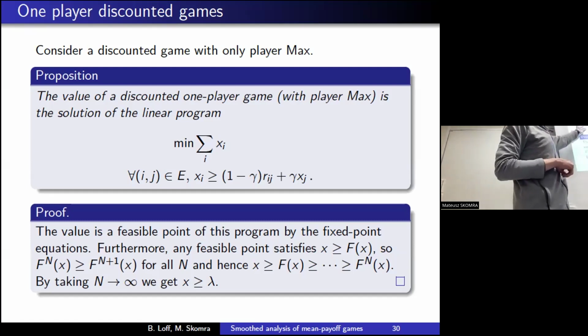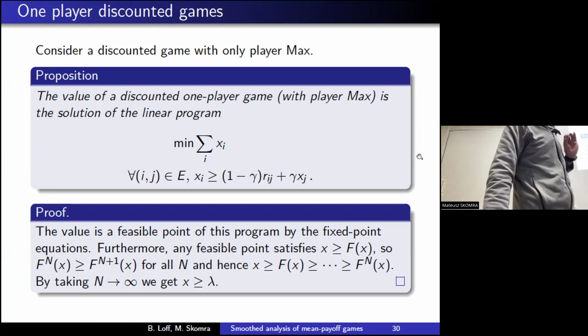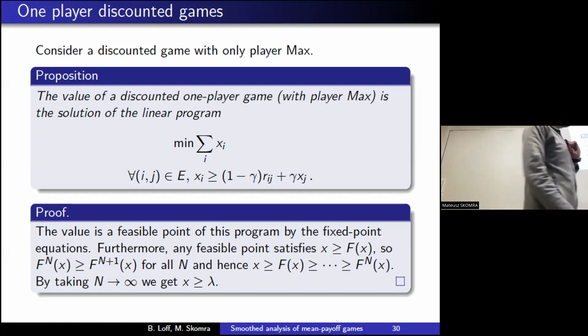Okay, so we see that this is linear programming, and we know that linear programming can be solved in polynomial time, right? So we have a polynomial time algorithm for the one-player problem. Great. However, we can do a little bit better. This program has a very peculiar form. As you can see, every inequality uses only two variables, xi and xj, right?